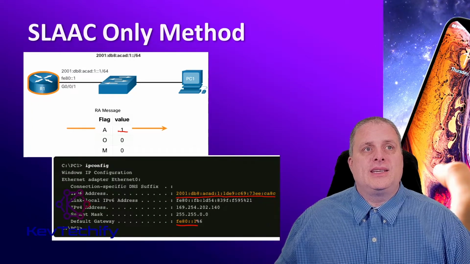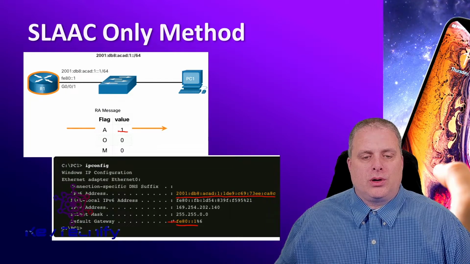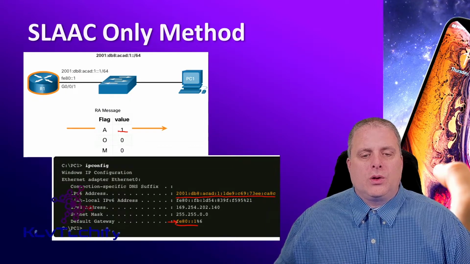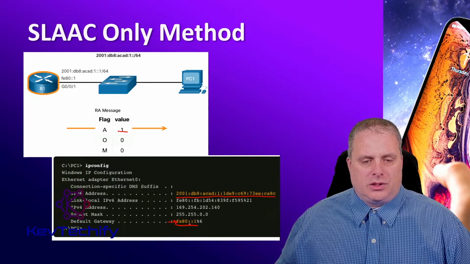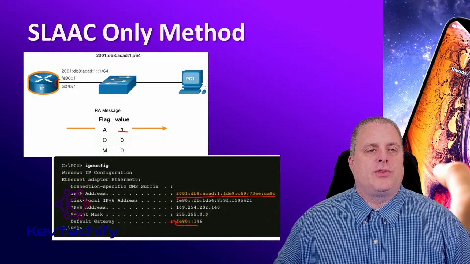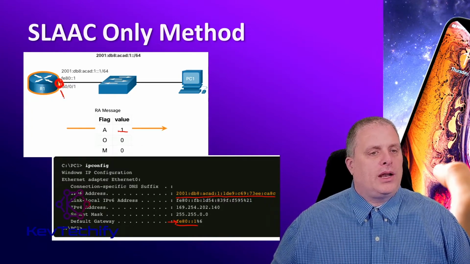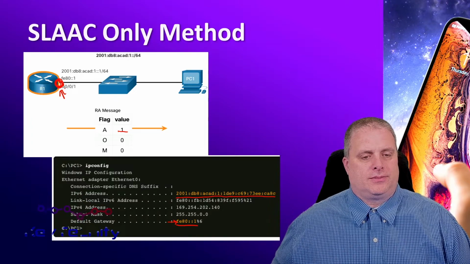FE80::1. This is set because of the IP version 6 protocol. Your link local address, the first one, so with the ::1, is always going to be your default gateway, your exit on and off of your network. That would be right here on this interface.